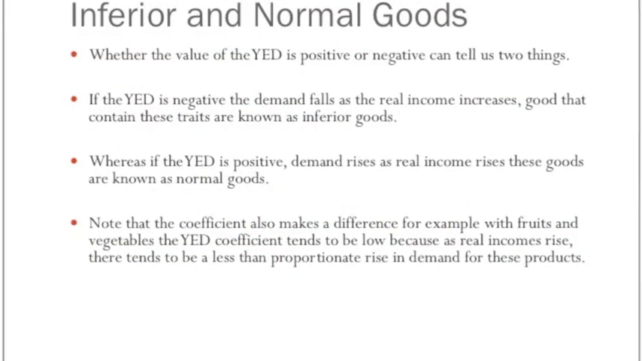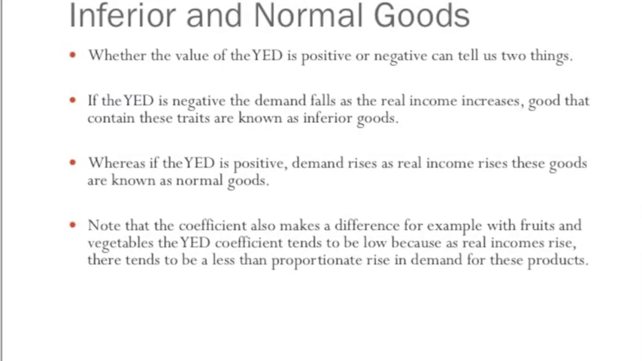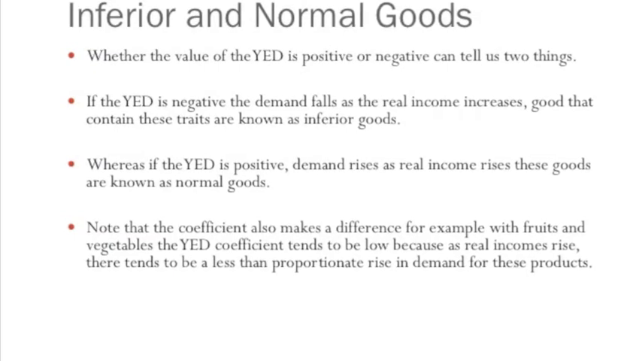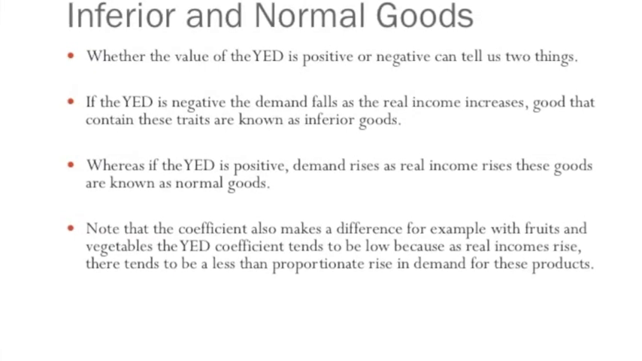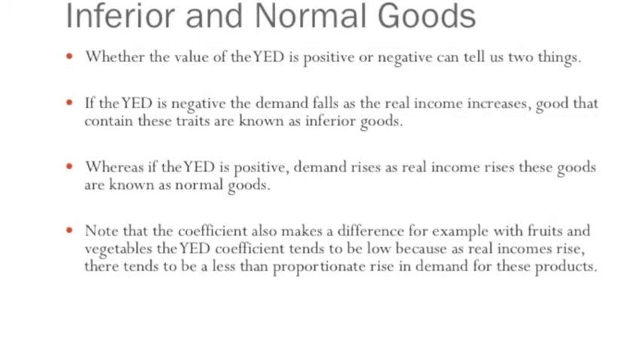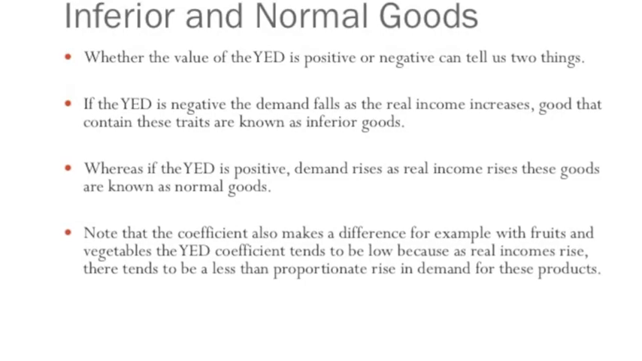Inferior and normal goods. Whether the value of the YED is positive or negative can tell us two things. If the YED is negative, the demand falls as real income increases, whereas if the YED is positive, demand rises as real income rises. This is considered as inferior goods and normal goods, respectively.